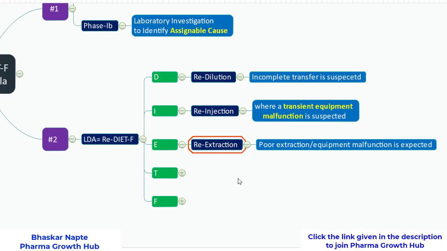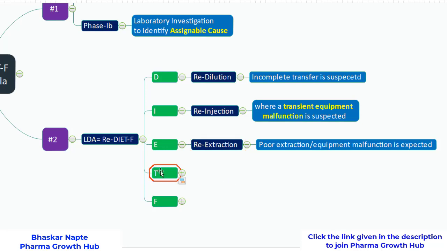So you can take the same solution available, the original stock solution of your sample, and you can re-extract it. You can resonicate it and then understand whether there is any increment in the result found, for example, an increase in the assay value. So this is the third term that you must not forget to mention.